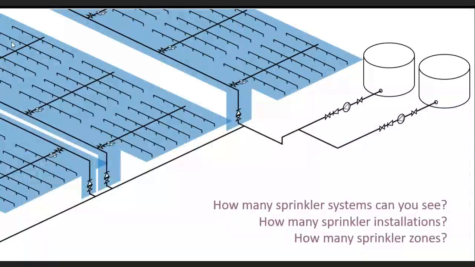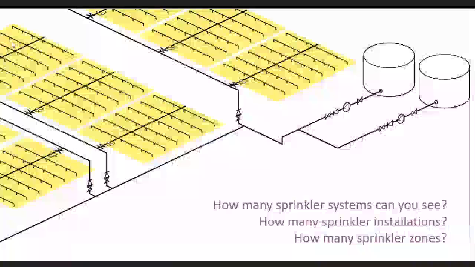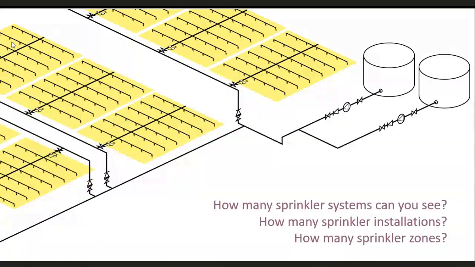My next question is, how many sprinkler zones can you see? Again, have a look at the screen. Some of these zones are probably disappearing off the edge of the screen. So I make it 8. 8 that we can see. The 8th one is just one sprinkler head on the left-hand side there. And again, there's probably going to be more zones that we can't see. But of the ones we can, we've got 8 shown there on the screen.